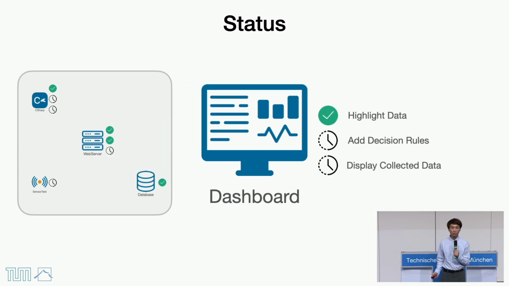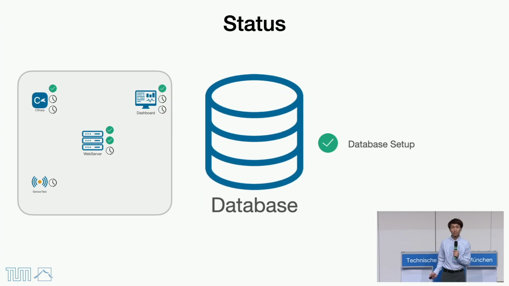For the dashboard, we have already implemented the data highlighting. Next, we will implement adding decision rules, which describe the relationship between certain symptoms and visual impairment. In addition, displaying collected data is in process. Finally, the database has been set up and is in operation.